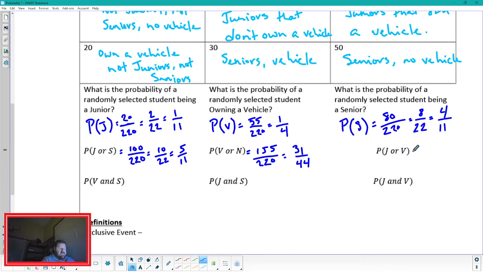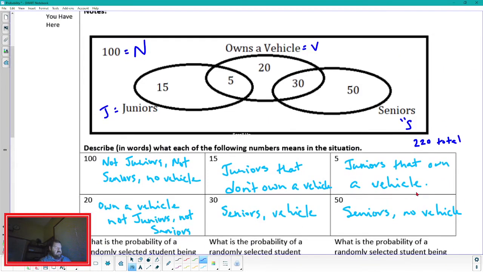The last one of these or statements, juniors or vehicle owners. There were 20 juniors, there were 55 vehicle owners, but that's a little bit off. Let's go ahead and double check that on the sheet there. If I look at what I just said, there were 20 juniors and 55 vehicle owners. I've actually double counted this 5. That 5 made it into both groups, and so it's double counted.